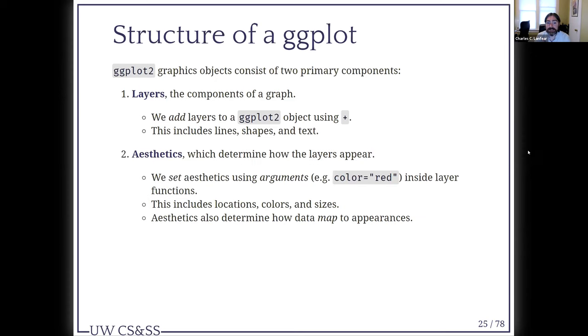The second component are aesthetics. Aesthetics are things that control how your layers look. We set aesthetics using arguments to layer functions. If you put color equals red inside a layer function, it's gonna make that layer red, okay? This includes the locations of things, their colors, their sizes. Aesthetics will also determine how data map to appearances. So for instance, if you want dots to have their location mapped to a variable, so that for each observation the dot is in a different place, you would say, I'm gonna map it to this variable as an aesthetic, okay? So this language is particular, but it will help you Google answers to these questions. I'm gonna keep going here.